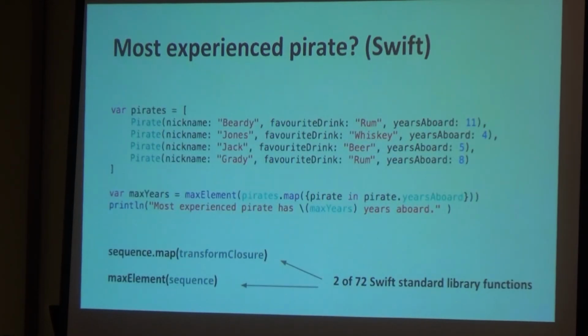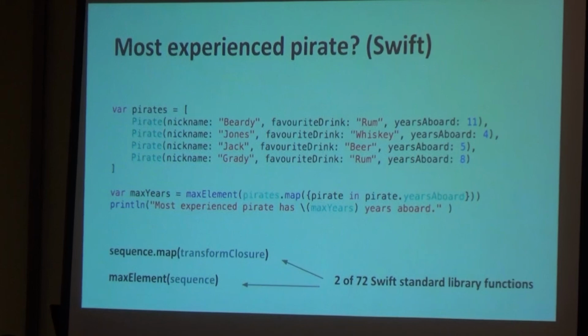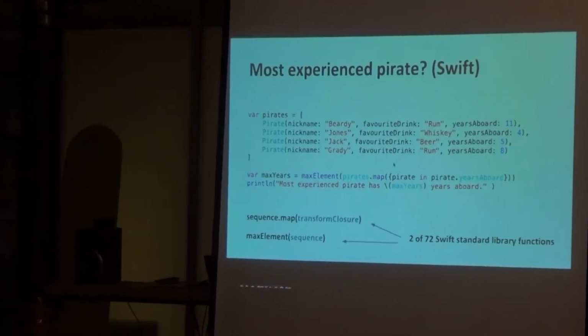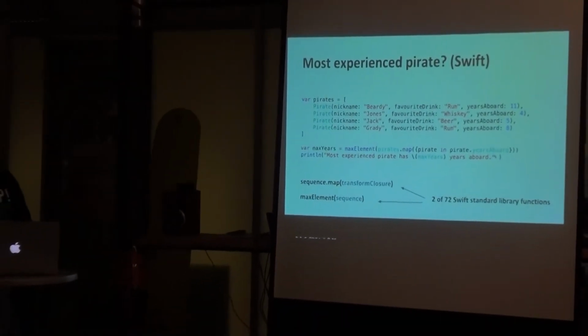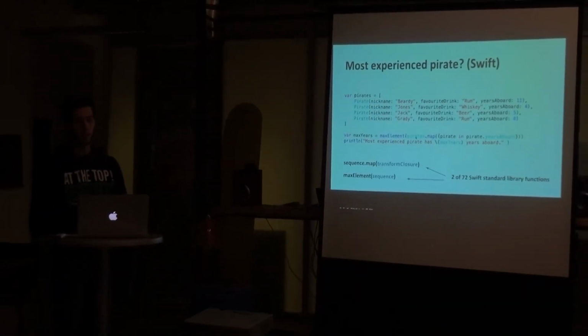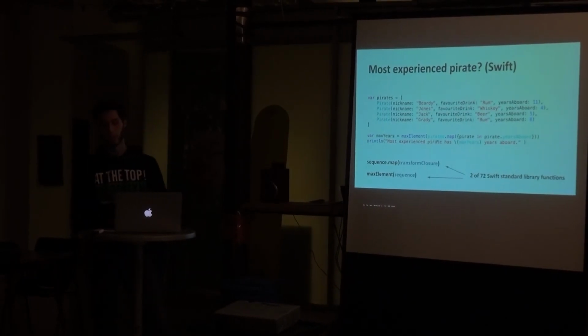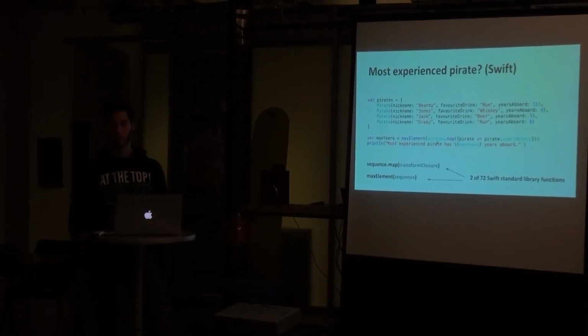In Swift, there are currently 72 standard library functions. Most of them are pretty basic, but we can accomplish the same effect here as well. So basically we map the pirates array, get all their years aboard, and call the function max element that basically accepts a sequence or an array and returns the max element.